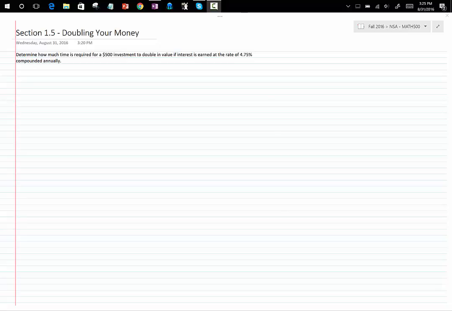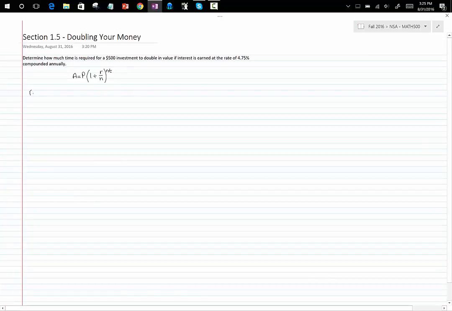So the general form of the equation that we want to use in this case is A is equal to P times 1 plus r over n to the n-th power. What does this equation mean? Let's break this equation down and say let A equal the final amount. So A is equal to the amount that you want to know by the end of the system.